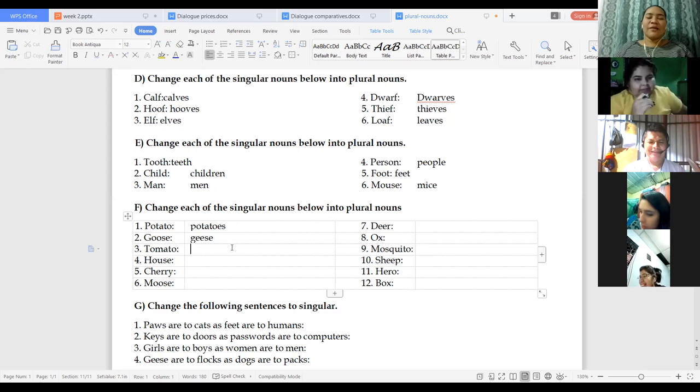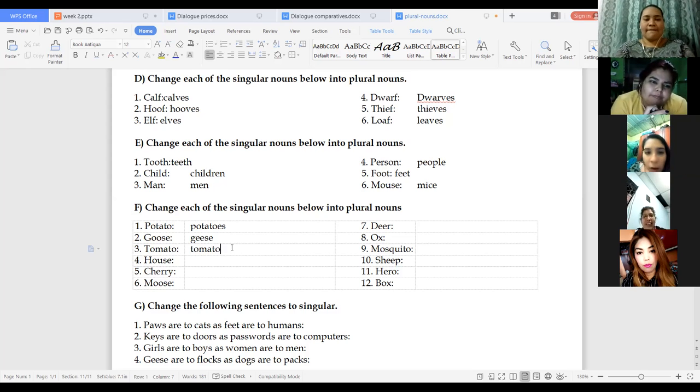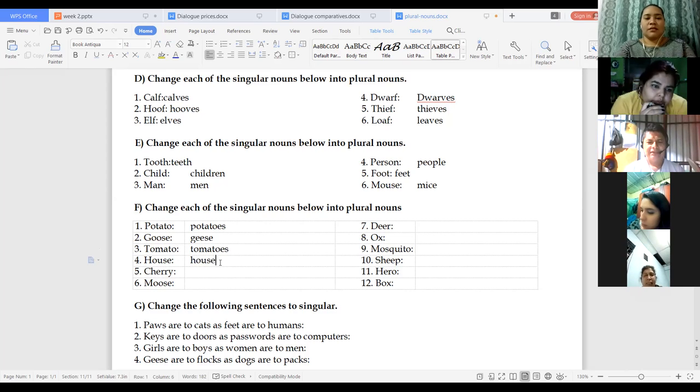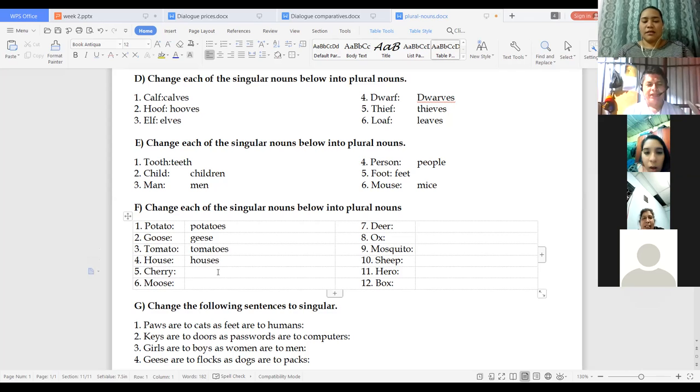All right. So, what about tomato? Tomatoes. House? Houses. Cherry. Yes. Cherries. Okay. What about moose? It could be Moses or moose. Once again.